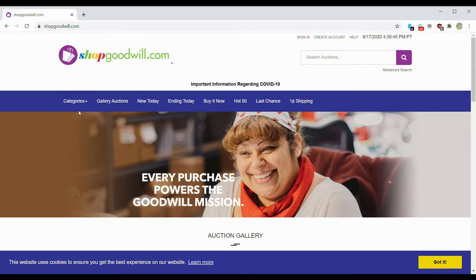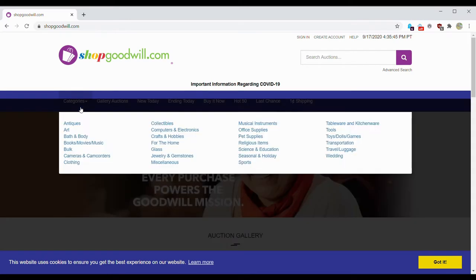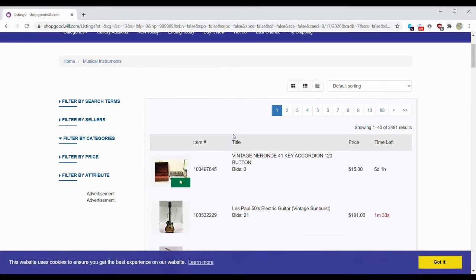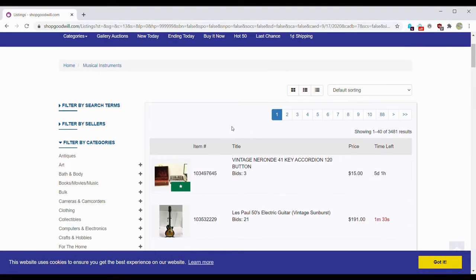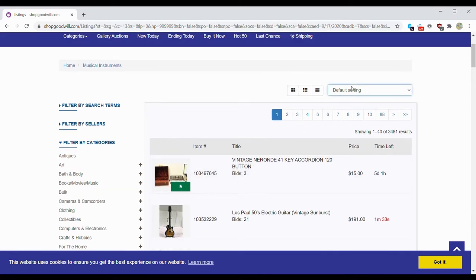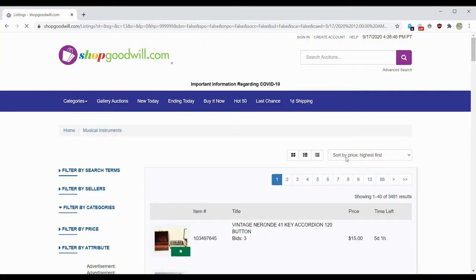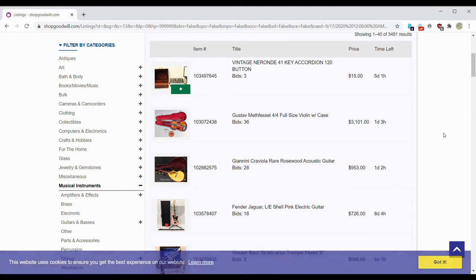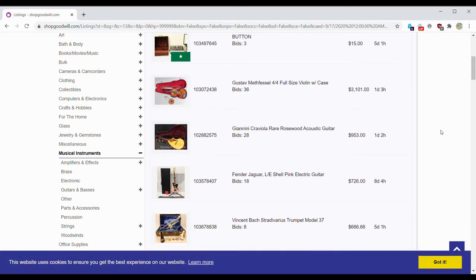But I'm just going to show you how to get to the guitar or music section in general. So if we go to categories, then we go to musical instruments, and this is just shopgoodwill.com. Now there's two ways that I usually kind of default this. So the first one is if you want to see what the actual good stuff on here is, you do price highest first. And the reason you do this is because if you're looking for a Gibson that you think you're going to get cheap, or a Fender, Fender Jaguar here.